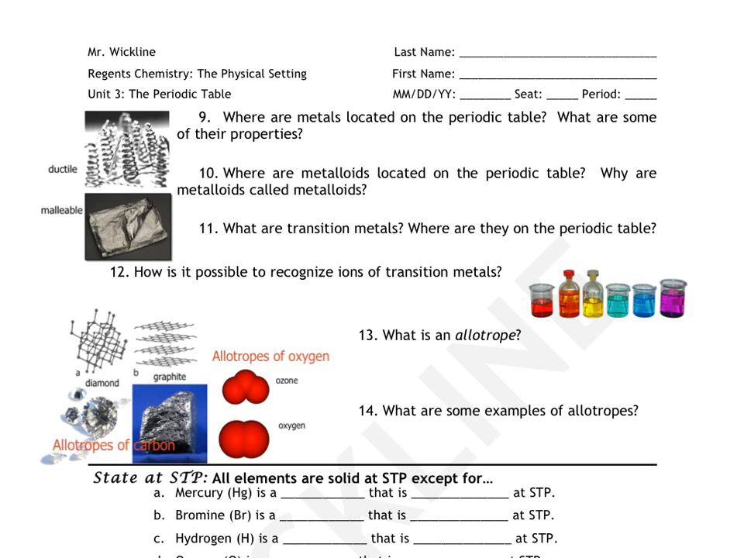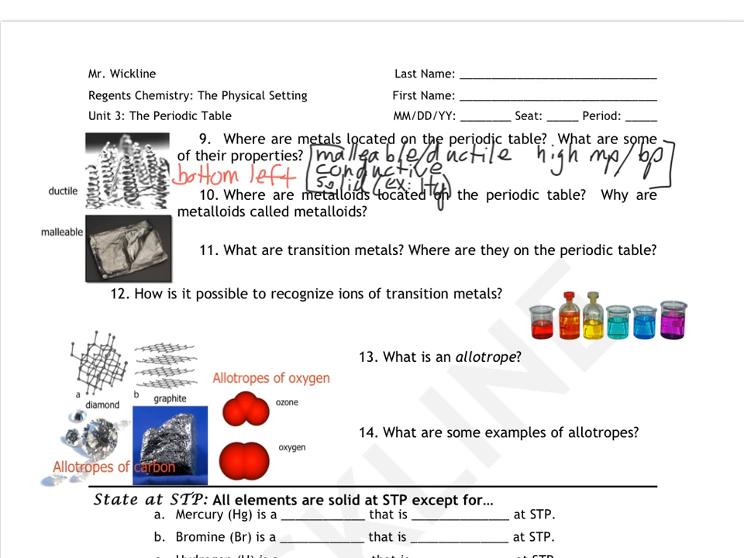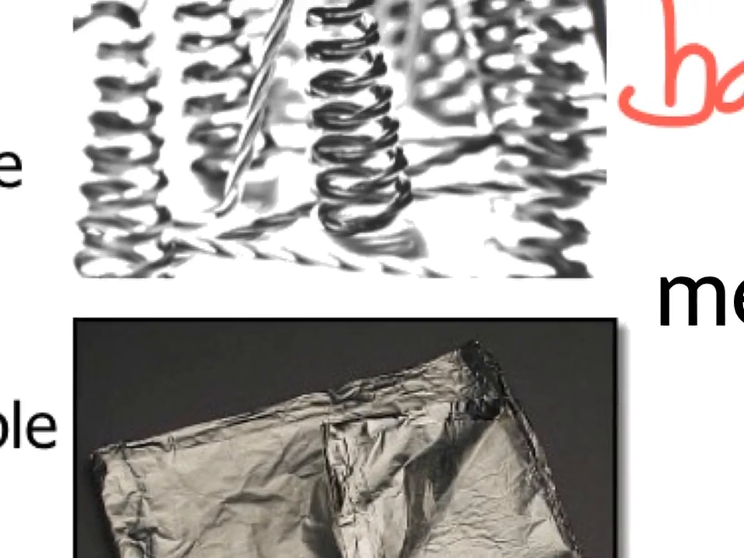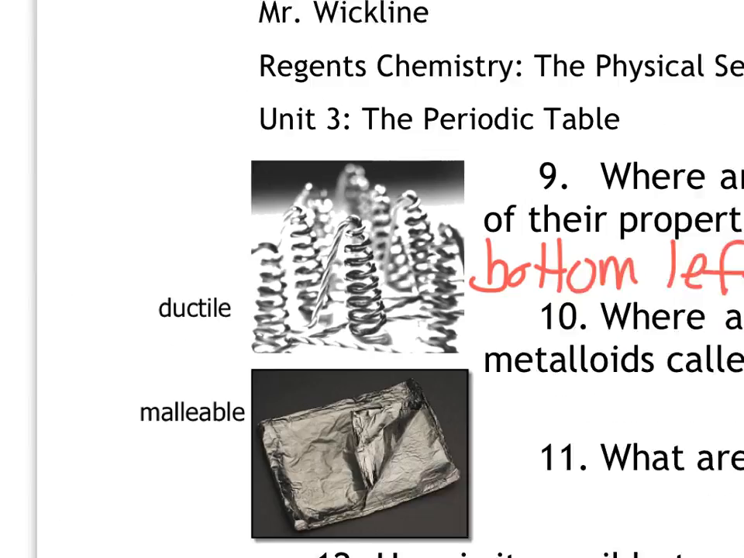Alright, then we have where are the metals located on the periodic table. Those would be on the bottom left. And I'll put in some of their properties now. So I just said malleable and ductile. Malleable means that you can be pounded into a sheet, and ductile means you can be pulled into a wire. So here's a picture of ductile, is wires being pulled. And then malleable, I have a picture of foil. So foil is a great demonstration of malleability, and making something into a wire is a great description of ductility.